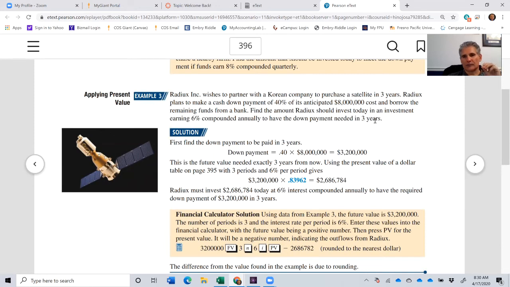for 3 years. And it is compounded annually. So that's good. That makes life easier. 6%, 3 years, n equals 3, I equals 6.